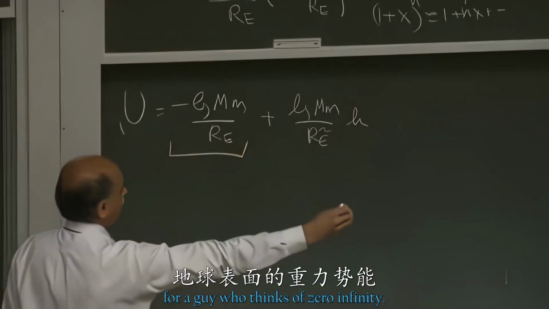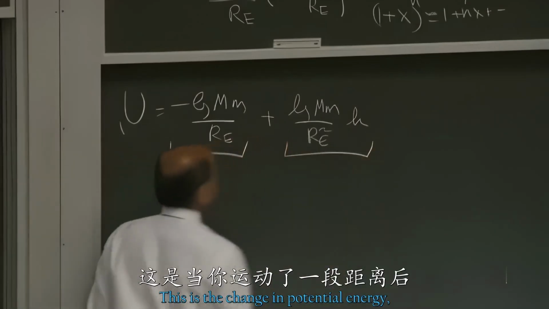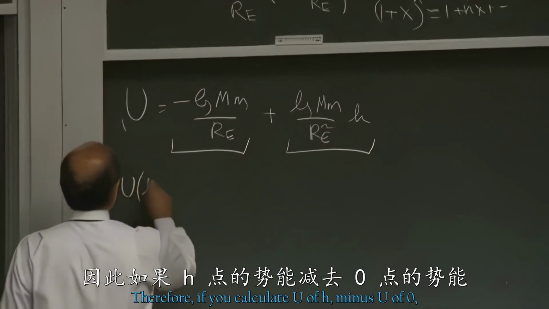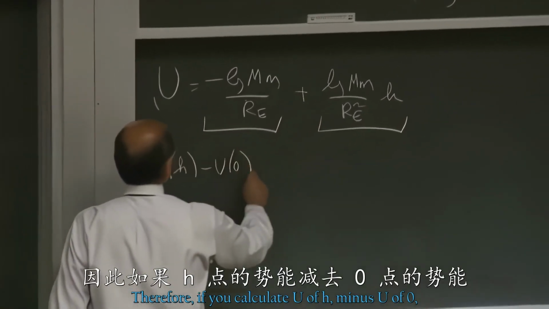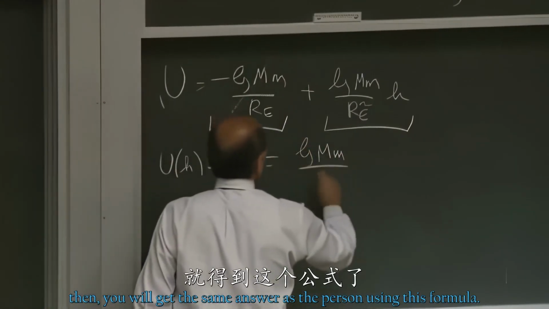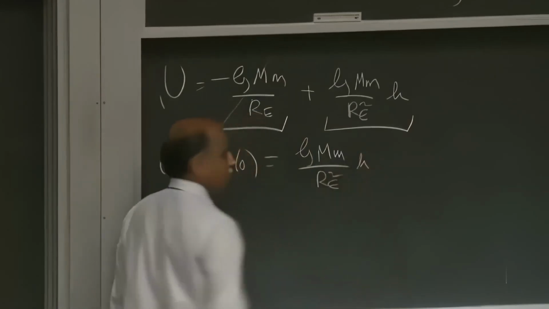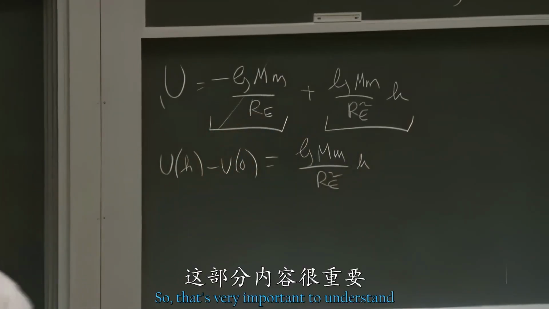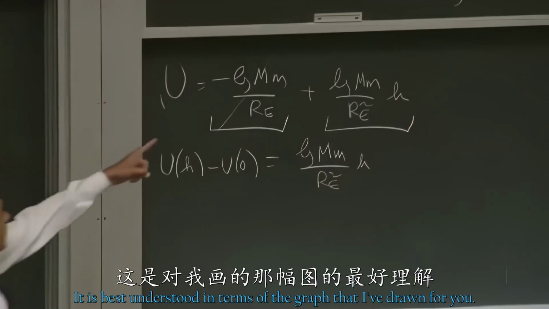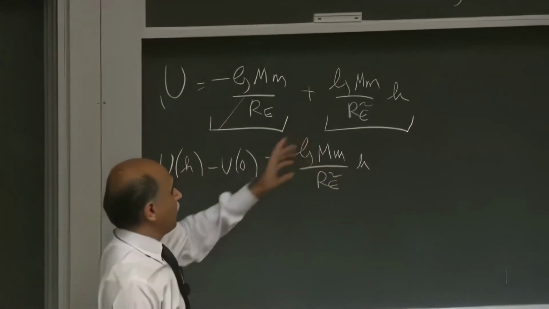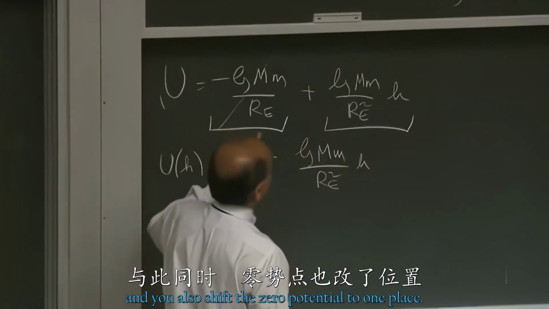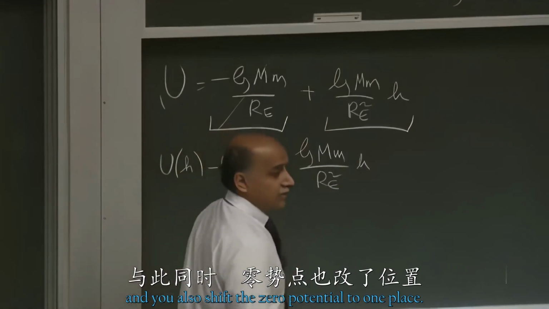This is the potential energy at the surface of the Earth. For a guy who thinks it's 0 at infinity, this is the change in potential energy when you move a distance h. Therefore, if you calculate U of h minus U of 0, you will cancel that term, then you will get the same answer as the person using this formula. So that's very important to understand how these two are saying the same thing. It is best understood in terms of the graph that I've drawn for you. You shift your origin to one place, and you also shift the zero potential to one place.